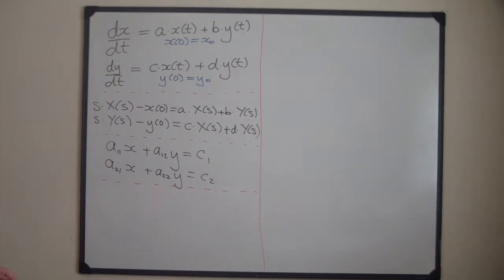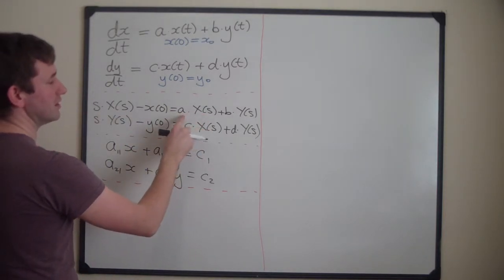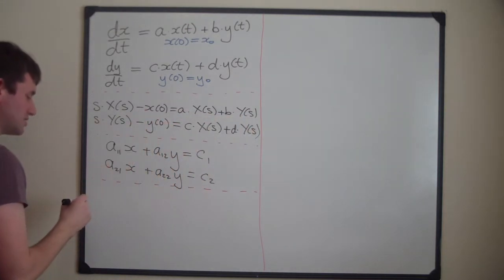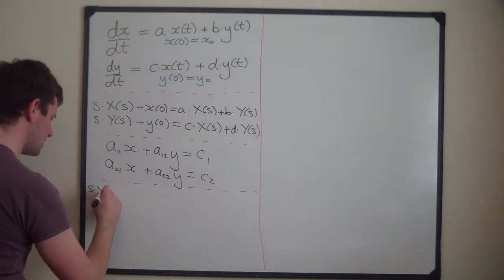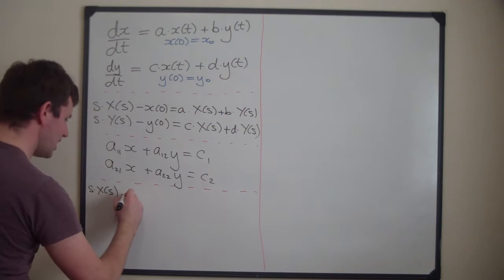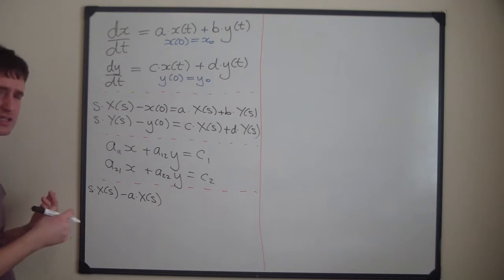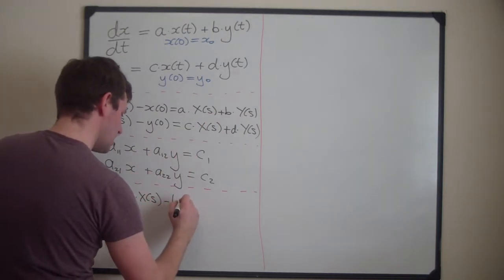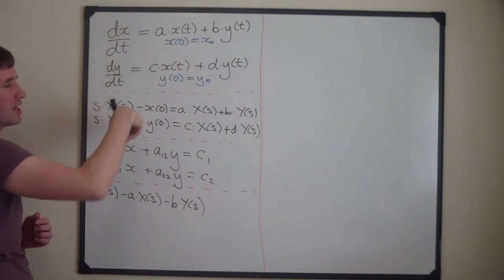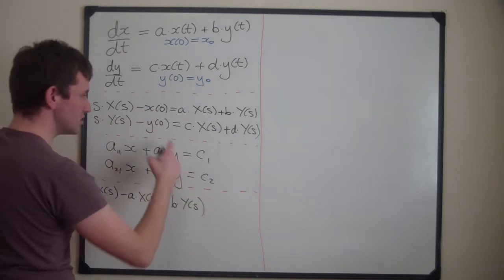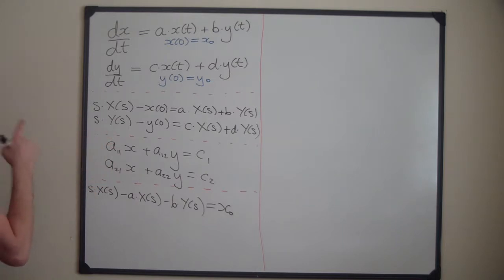So if you do that here, what you would do is add the x, take this away from both sides, take this away from both sides, add this to both sides, and what you'll get is s times X of s minus a times X of s. Now we're trying to get all the x's and y's on one side, so take away b times big Y of s. Now this is some known number x0 in any example, so this is little x0 equal to x0, and then do the same for this, get all the x's on one side.